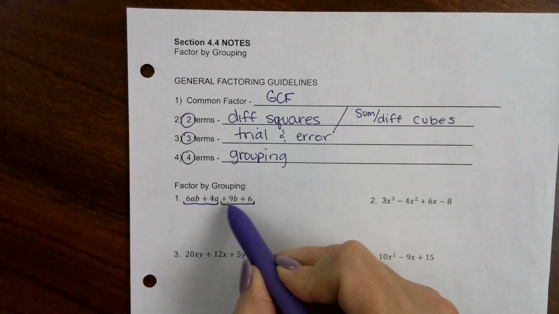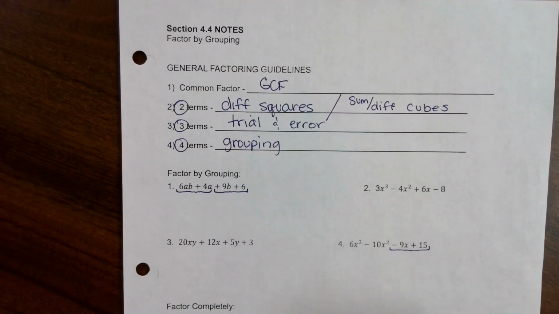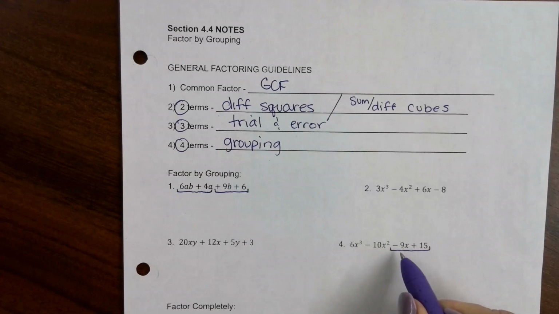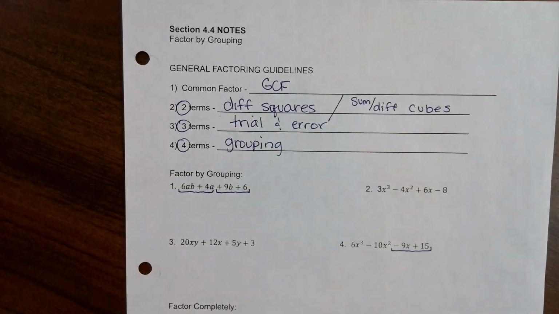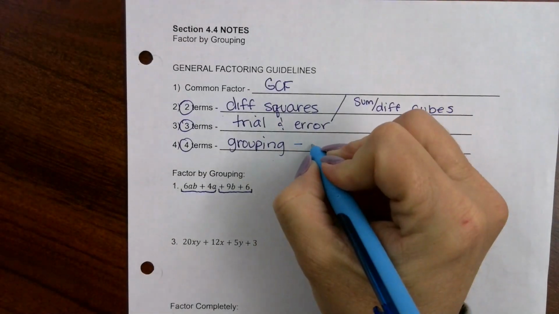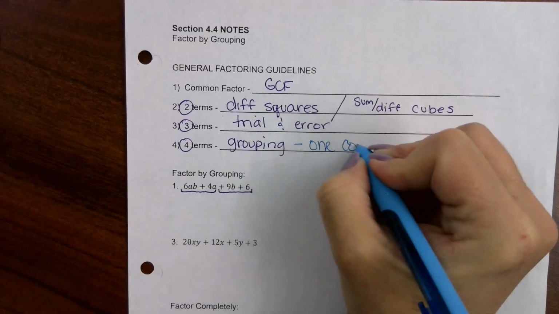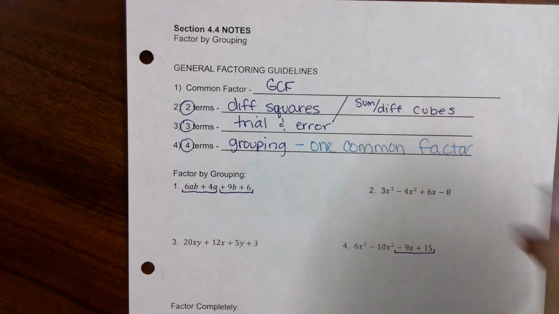So with this one, we would have a positive 9, but sometimes you might have one like down here on number 4, where when we group this, we're going to have a negative. So this one's a little more tricky because we have to look at this. So the goal when we're grouping is, let me make us a little note here, that we have one common factor. That's what we want to do.